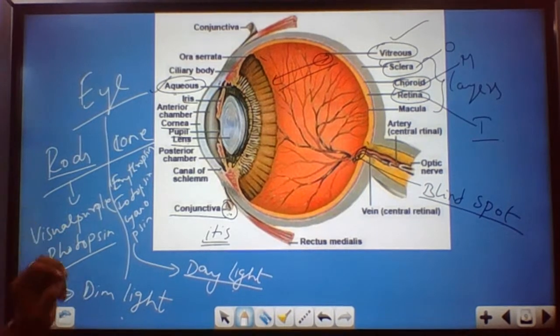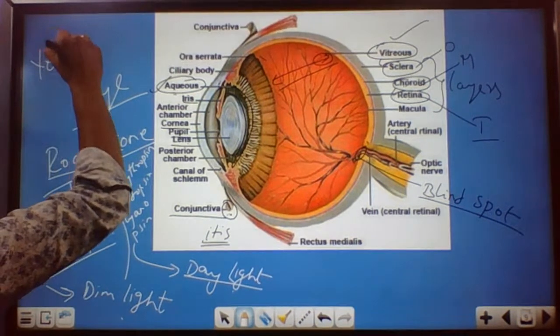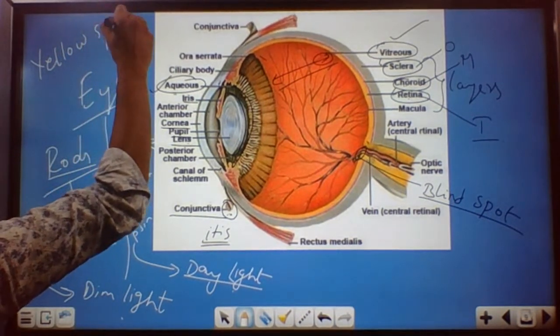Okay. And what do you mean by the yellow spot? We have a yellow spot. Where is this yellow spot present in your eye?